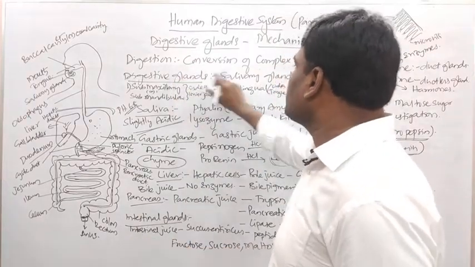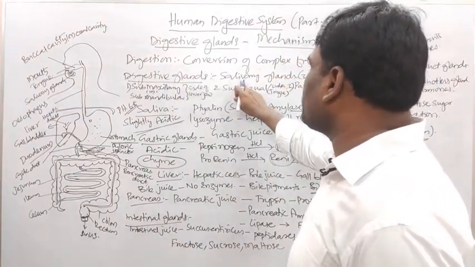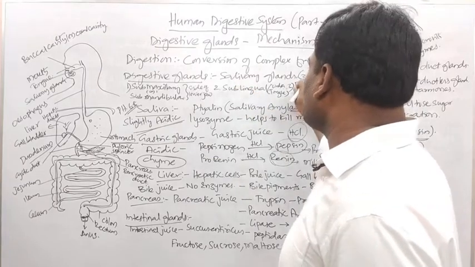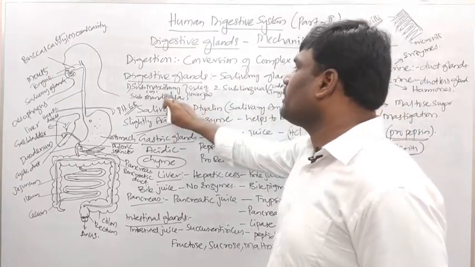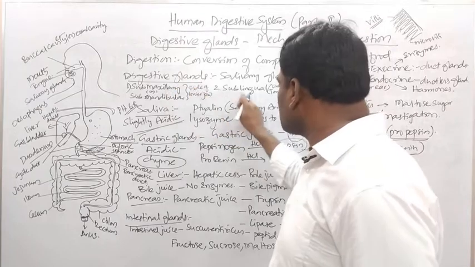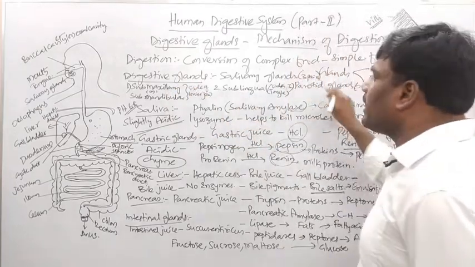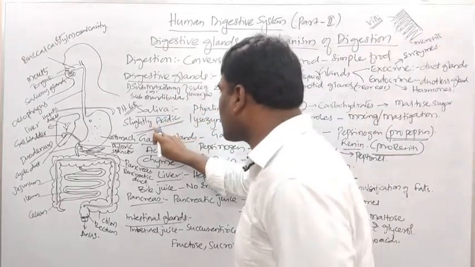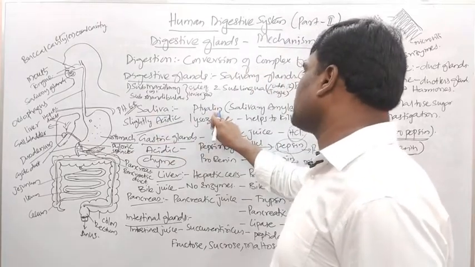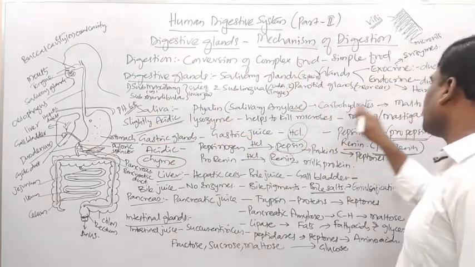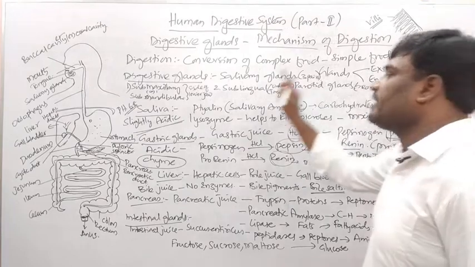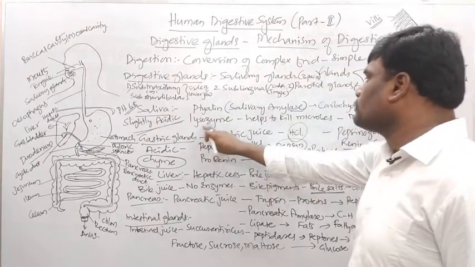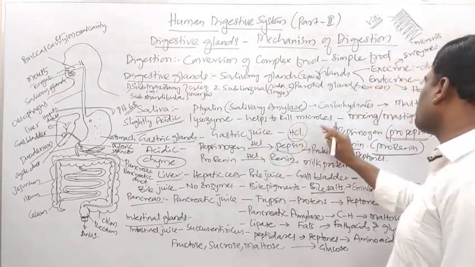Digestive glands, salivary glands, children. They are seen in the buccal cavity, 3 pairs of salivary glands: submaxillary, sublingual, and parotid glands, and this secretes saliva. It is slightly acidic and consists of ptyalin. It converts the carbohydrates into maltose sugars, and there is another enzyme called lysozyme. It helps to kill the microbes, children.